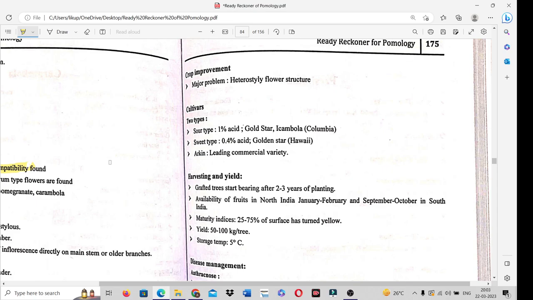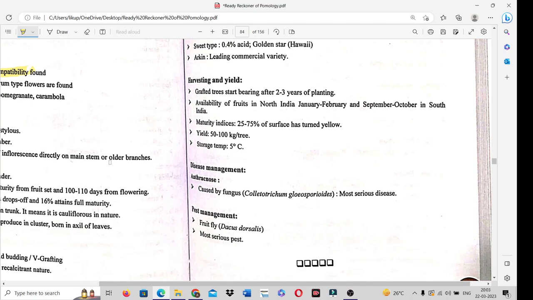Sour type is 1% acid, sweet type is 0.4% acid. 1% acid is Rosetab. Carambola and Rosetab are the sour type, and sweet type is 0.4% acid, and Golden Star is another. Then Arkin is the leading commercial variety.